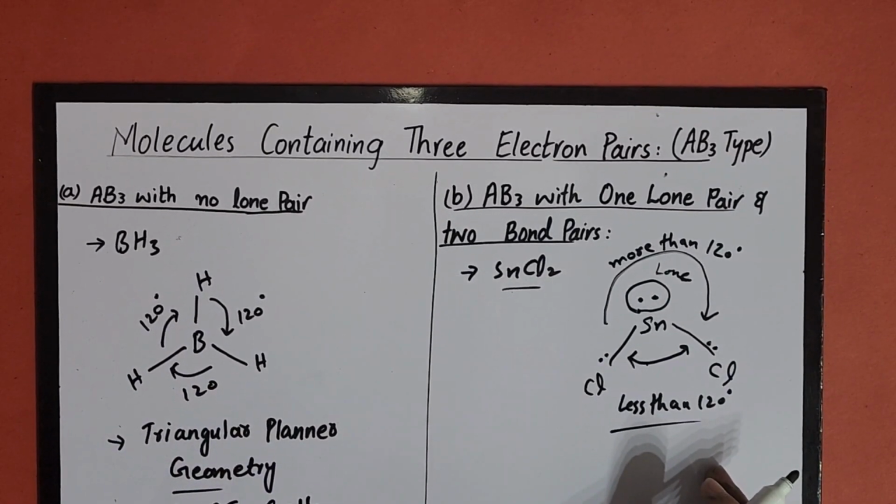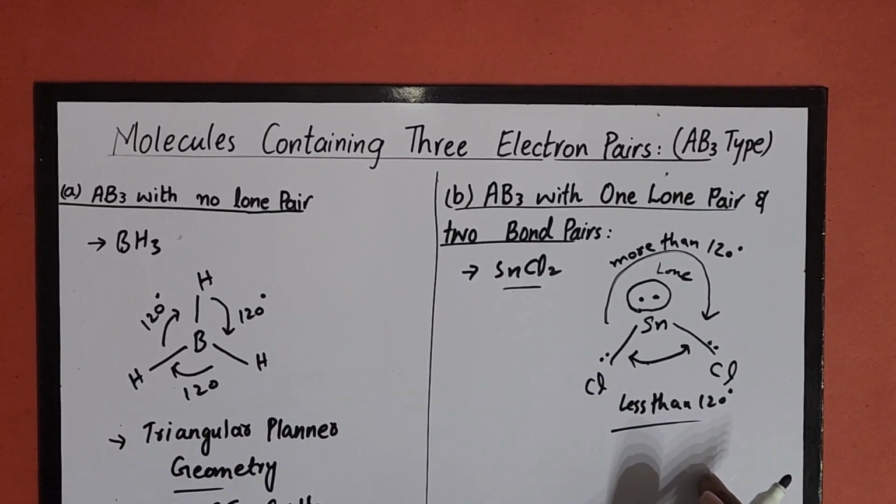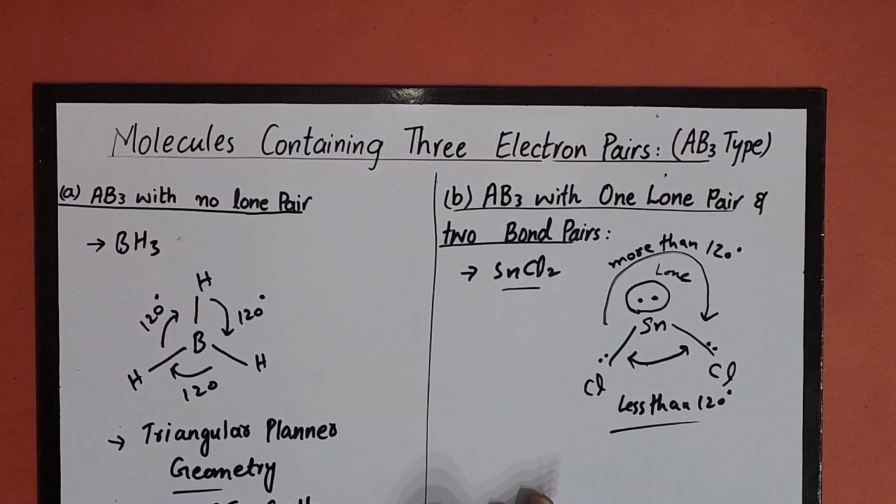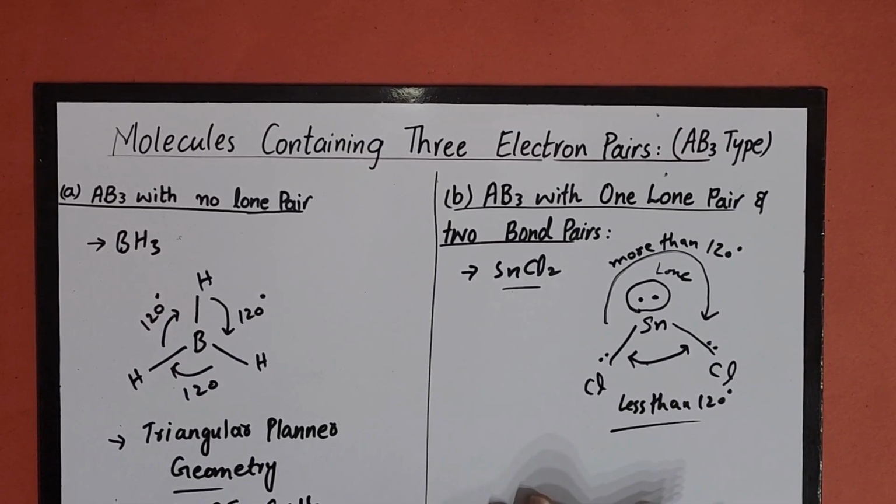So it is the structure of the vapor phase, because it gives rise to the distorted triangular structure of SnCl2.